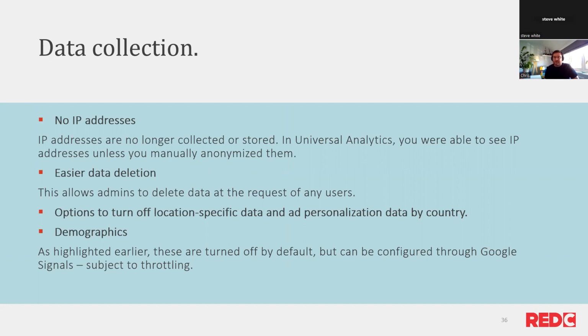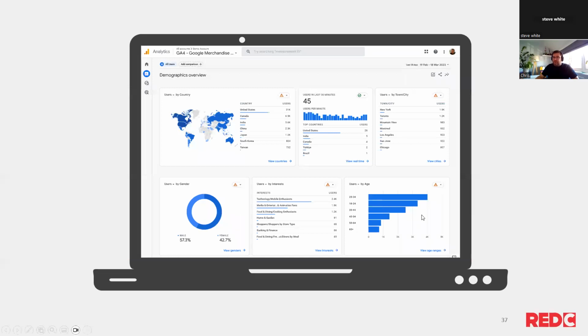And again, demographics are turned off by default, but they can be configured through Google Signals, subject to throttling. If you do turn on Google Signals though, your demographics report will end up looking something like this, where you can see the interests used in the last 30 minutes, town, city, age, and gender. Some of these reports, if you're passing this data into Looker Studio, may show up as unknown, and that'll be people who've either not enabled it or if you've only just turned it on and the data hasn't been collected yet.